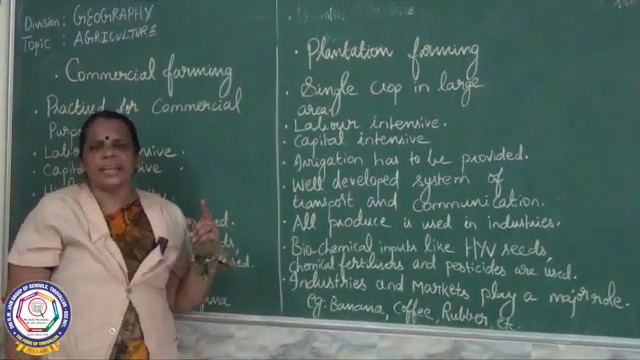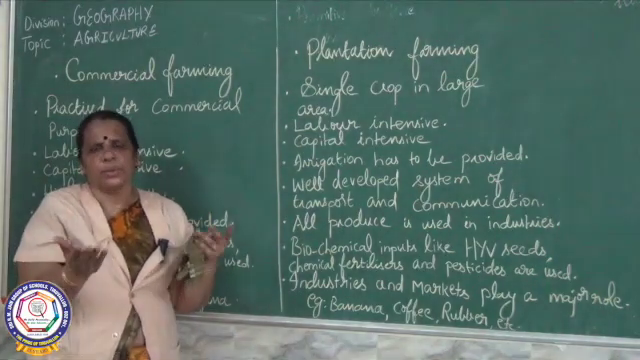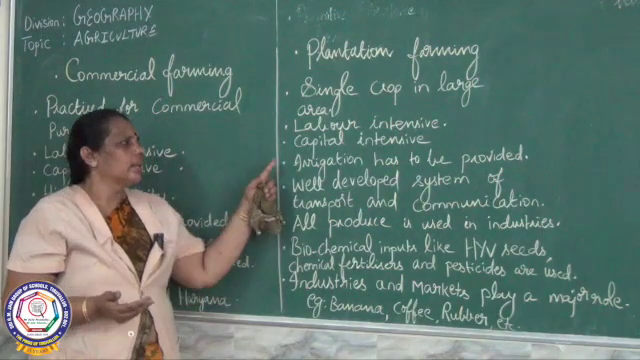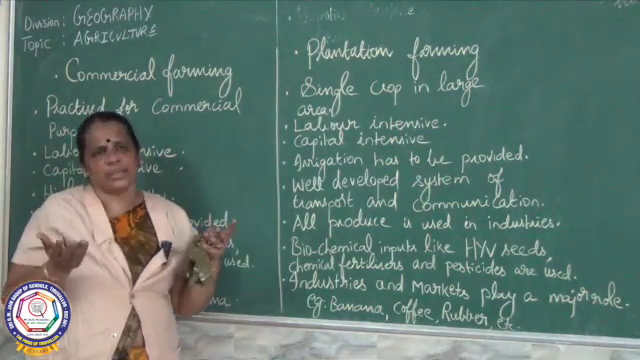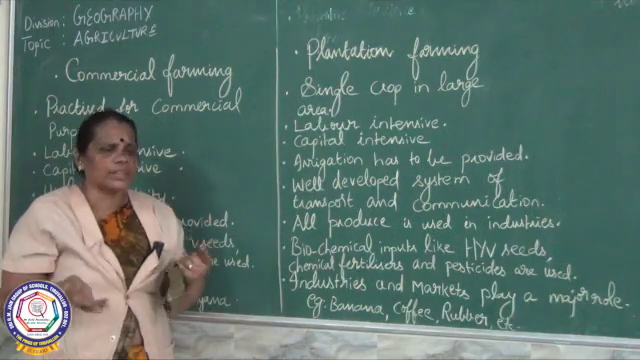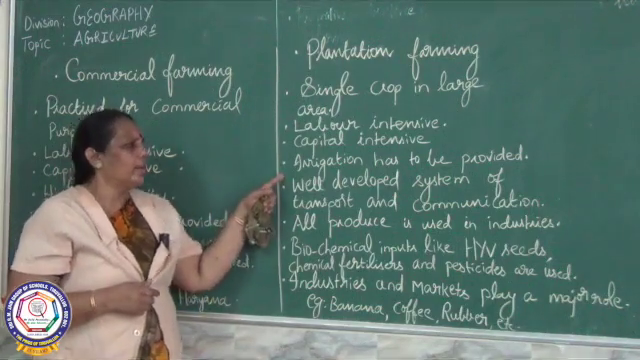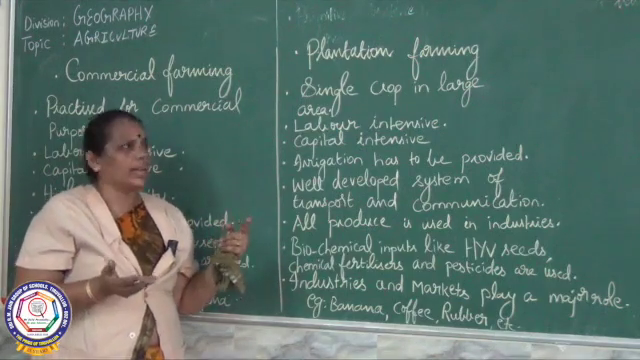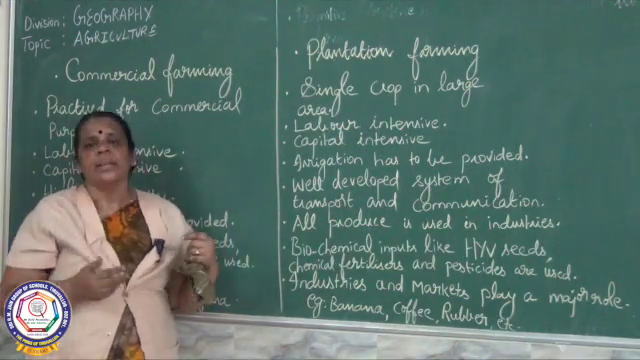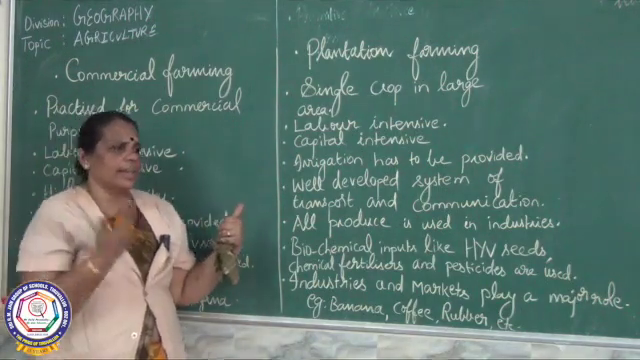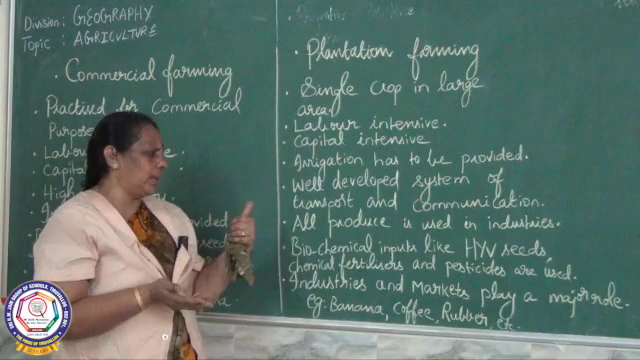The next one, it is also labor intensive, so they have to hire a greater number of agricultural laborers. The next one, capital investment is also greater, so it is capital intensive, and they have to invest greater capital. The next one, irrigation has to be provided. Definitely this type of farming also requires irrigation facilities. By digging bore wells, they can give irrigation facilities to the land.